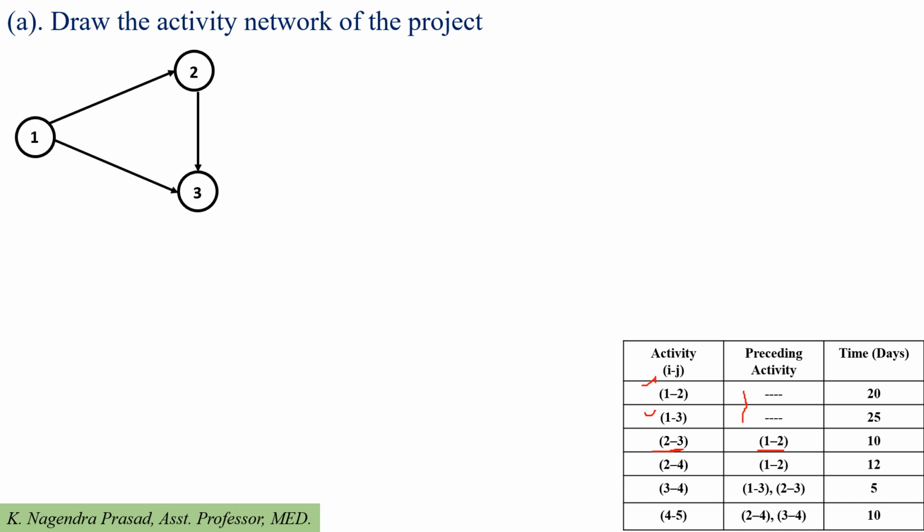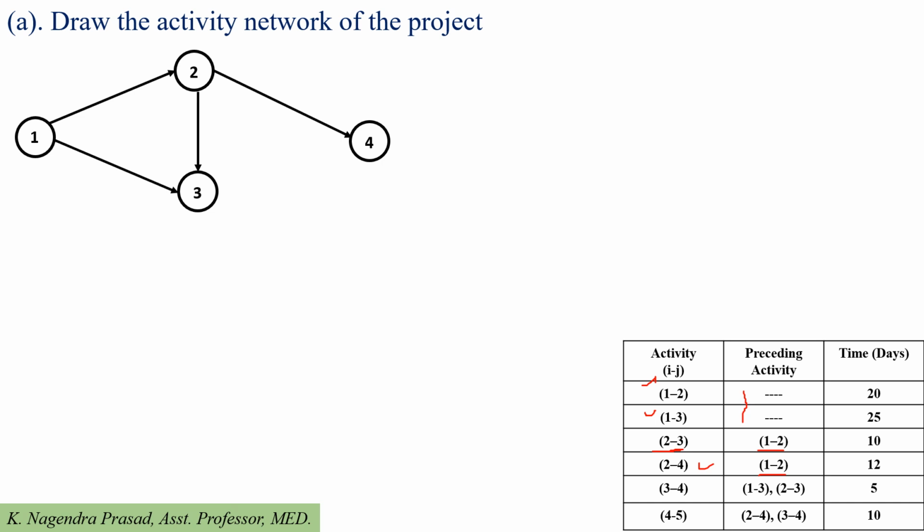Next we have to look for the activity 2 to 4. Activity 2 to 4 will start after completion of the 1 to 2. So we have to draw the activity 2 to 4 like this. Next we have to draw the activity 3 to 4.